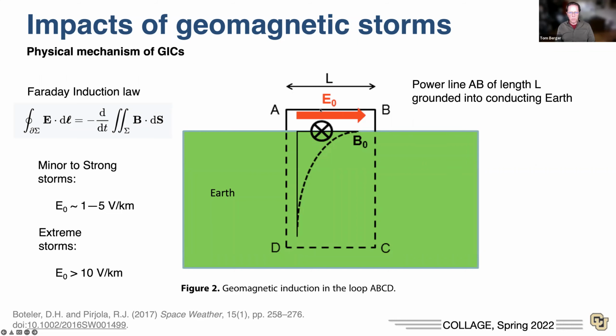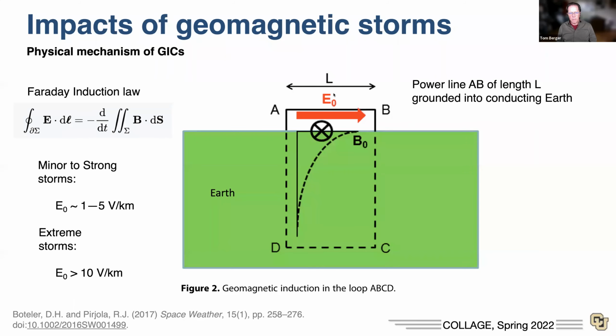These can be up to sort of 1 to 5 volts per kilometer in a minor storm like we saw from the CIR, but they can get up above 10 volts per kilometer in extreme storms. And you think, oh, 10 volts, what's that? Well, the problem that comes is these L values get up to hundreds of kilometers in some cases, especially for high tension, high voltage transmission lines going from substations and power stations.